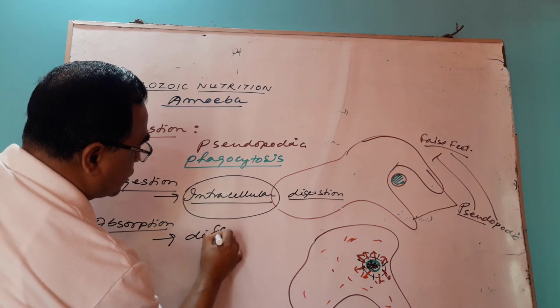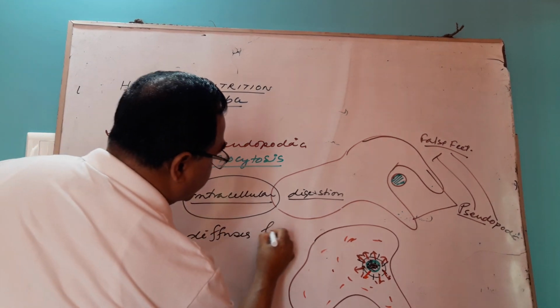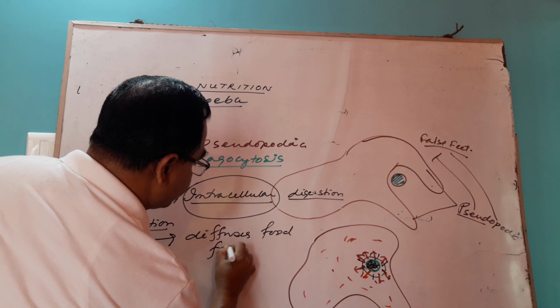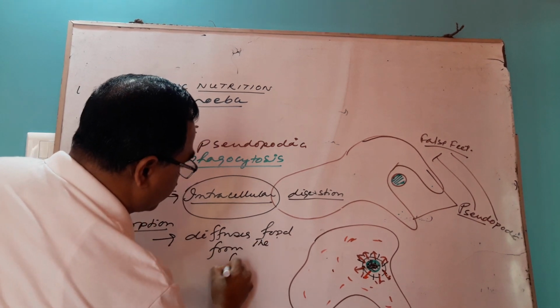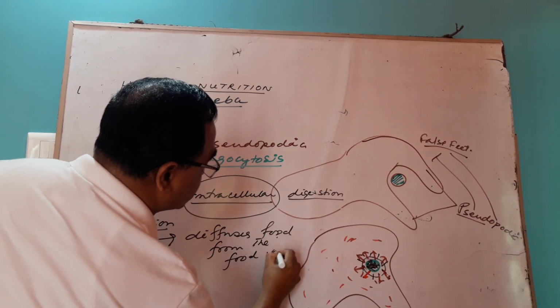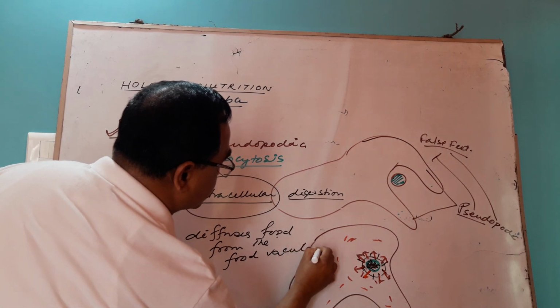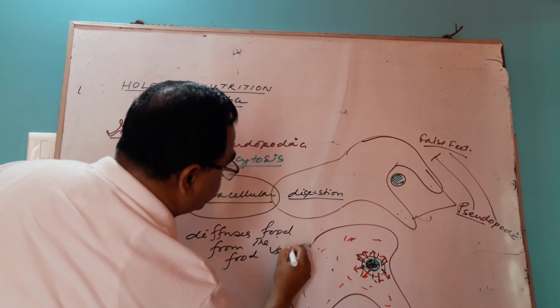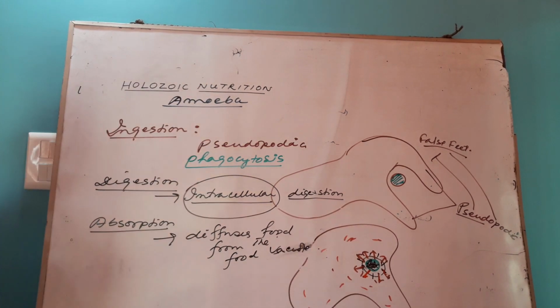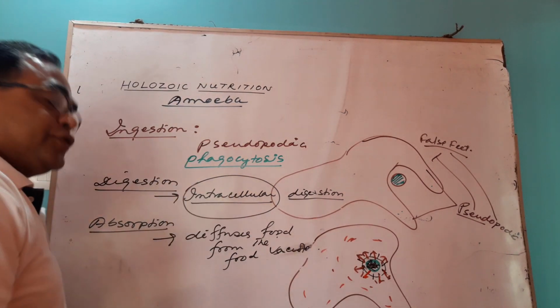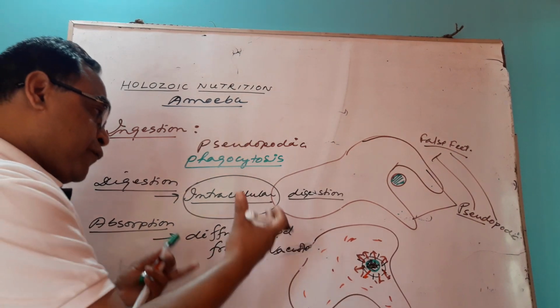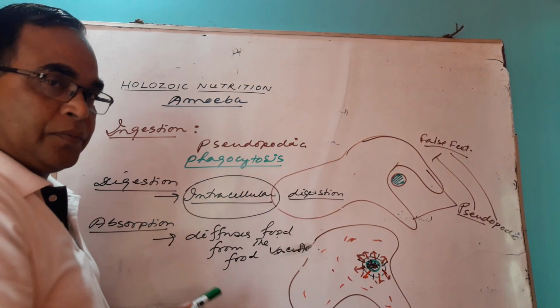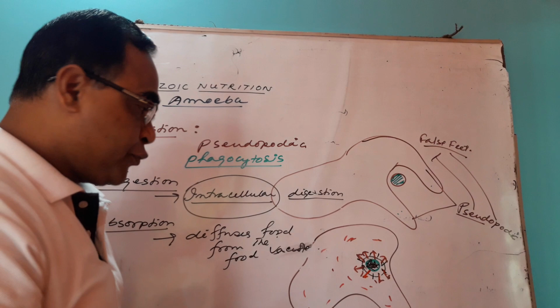This is called absorption. Diffusion of the digested food from the food vacuole into the cytoplasm is called absorption.